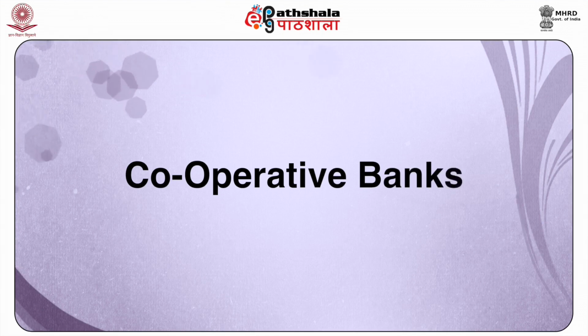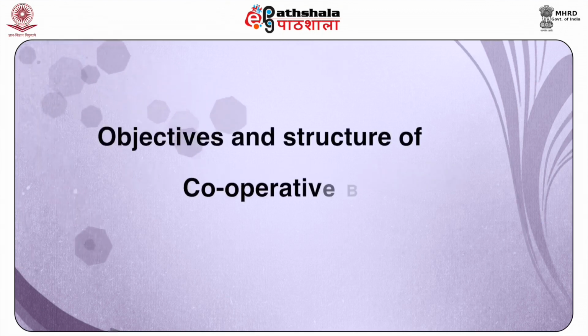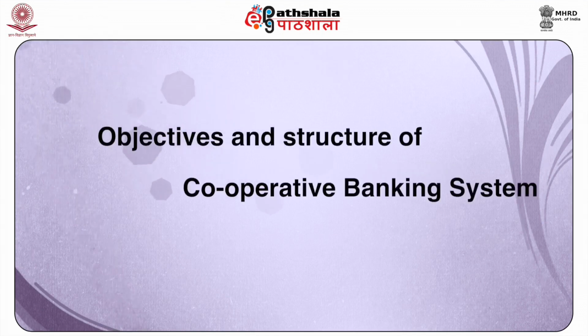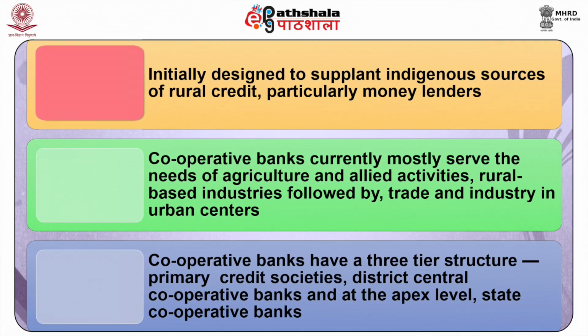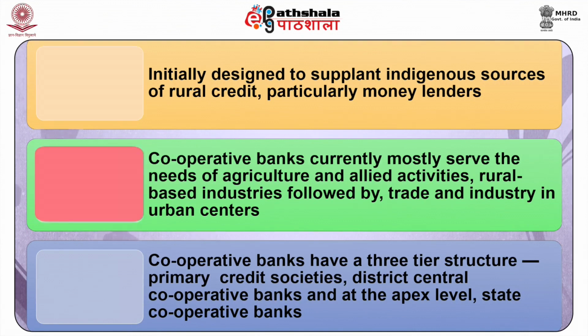Moving on to discuss the cooperative banks. First, we will discuss the objectives and structures of the cooperative banking system, which are as follows. Initially designed to supplant indigenous sources of rural credit, particularly the money lenders, cooperative banks currently mostly serve the needs of agriculture and allied activities, rural-based industries, followed by trade and industry in the urban centers.